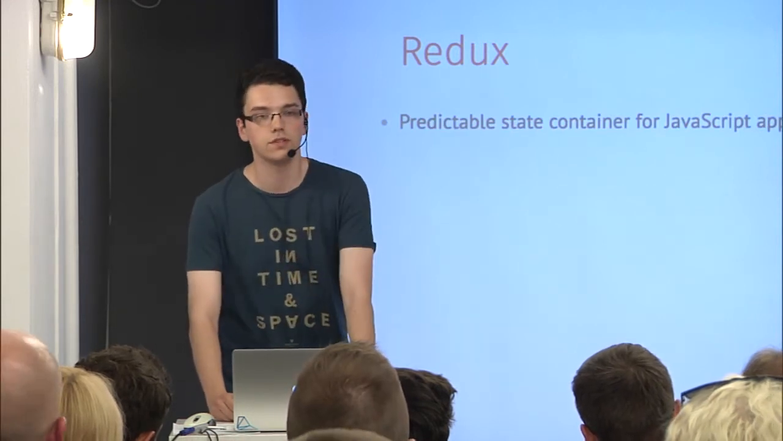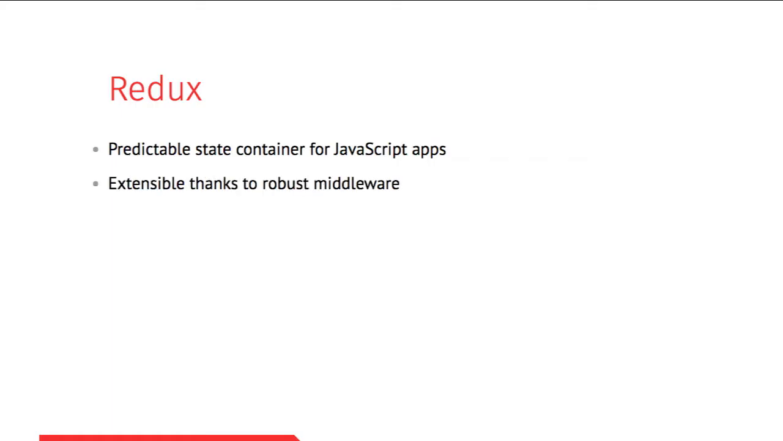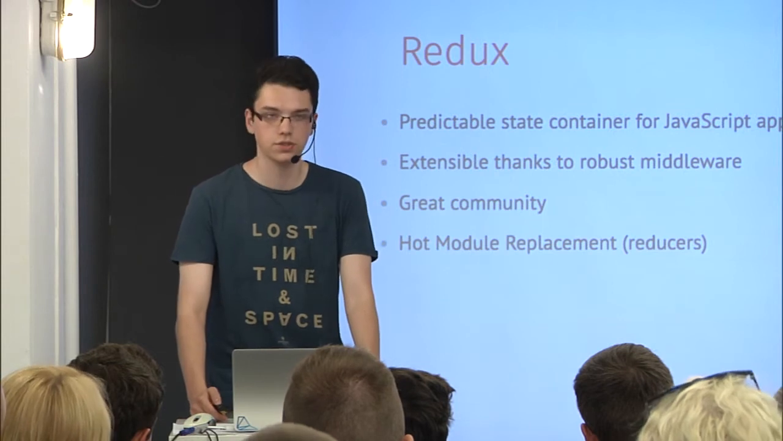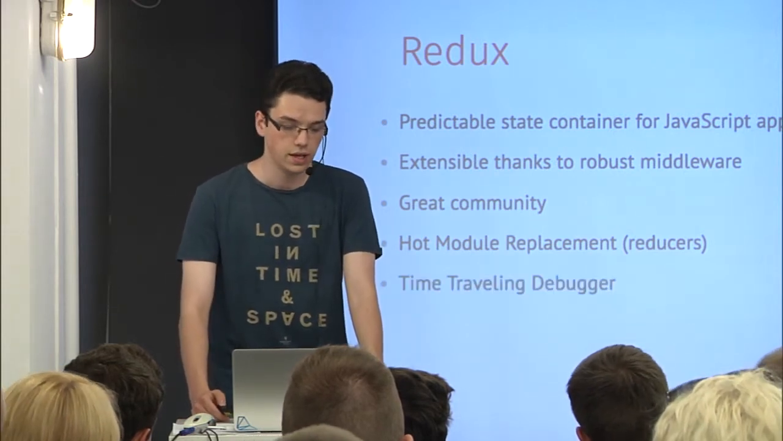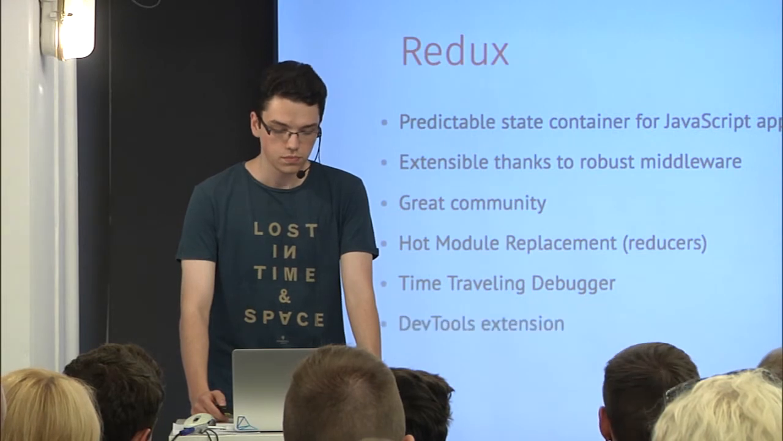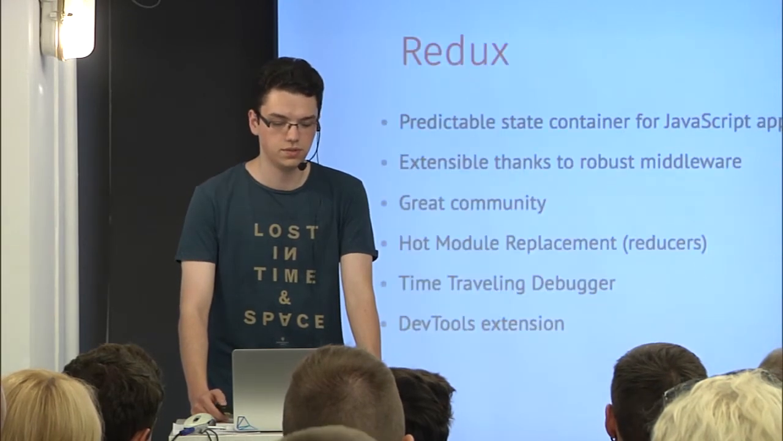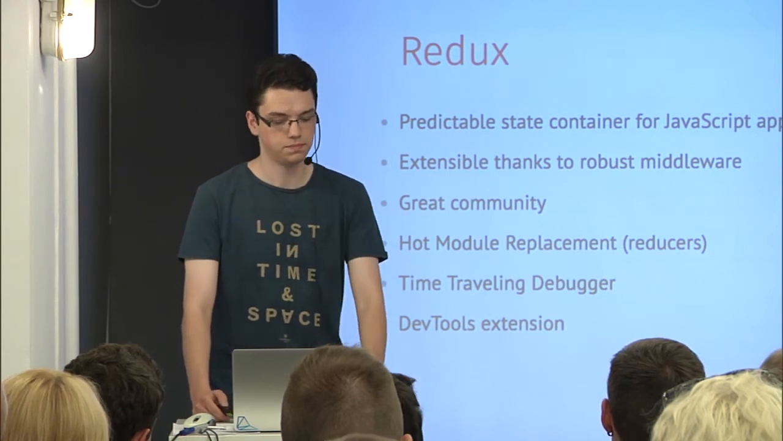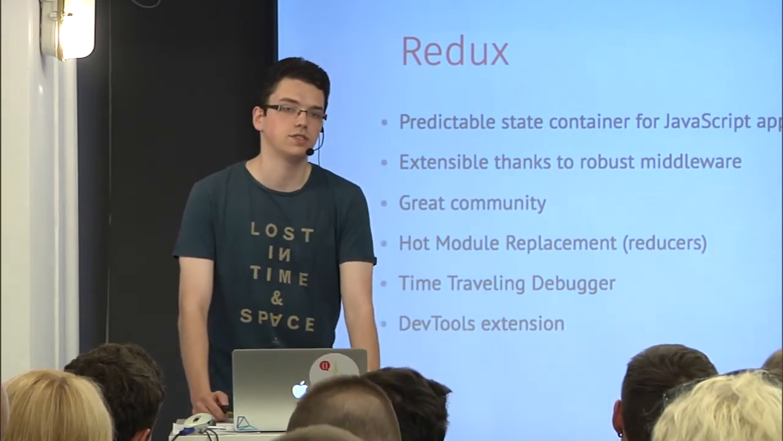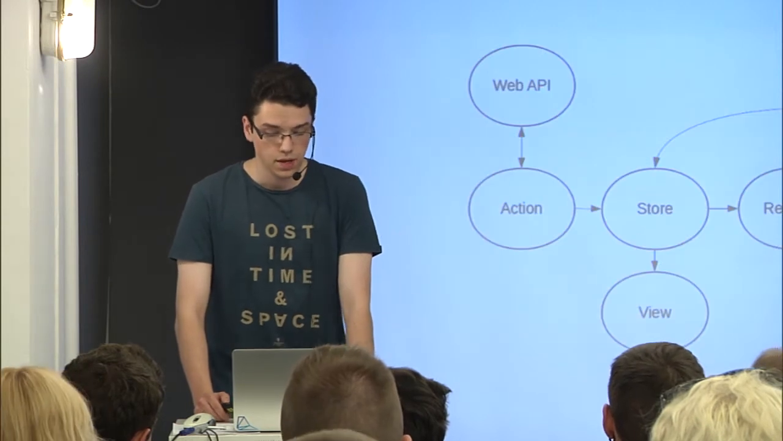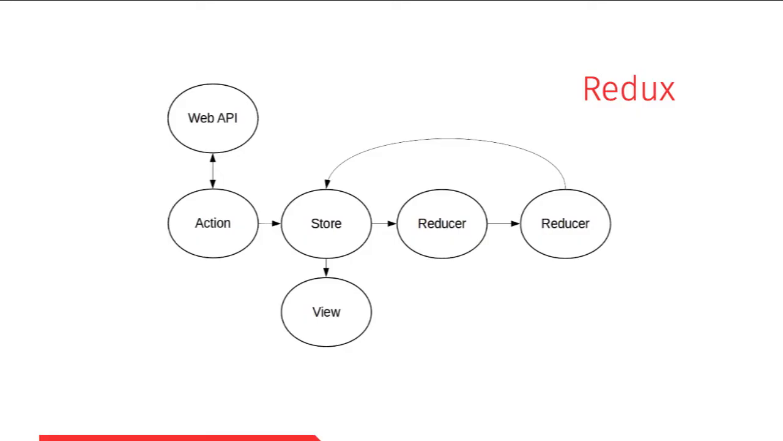It's a predictable state container for JavaScript applications. It's really extensible thanks to robust middleware. It has a great community. And hot module replacement for reducers, not only for components. It requires a little bit of work, but it's like 5 lines of additional code in your store configuration. And a time traveling debugger, which was actually inspired by a debugger, but anyway, and DevTools extensions, which work really nice.